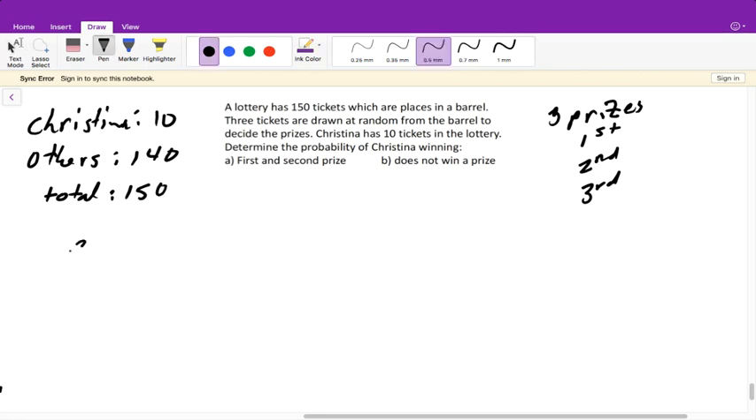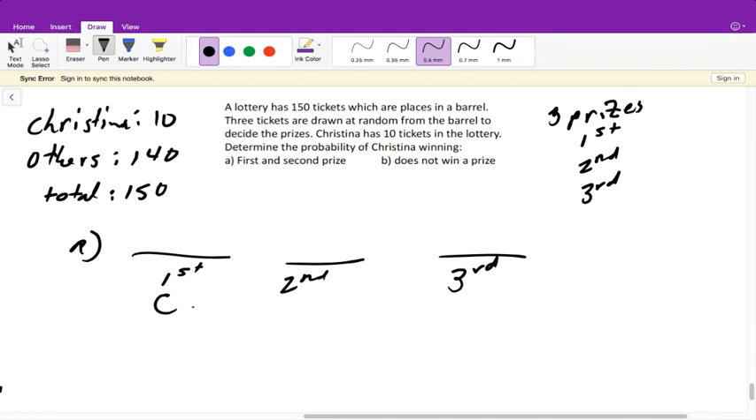So for A, we know there's 3 events. There's first, second, and third. Right? And we want Christina to win these 2, and then we want the others to win this third one. So since we're doing a lottery, if they win first place, they can't win second place. So it's without replacement. Even though it doesn't explicitly say it, it's without replacement. Right? So now, if Christina's going to win first place, she has 10 tickets that she can win, and there's a total of 150. So it's 10 out of 150.